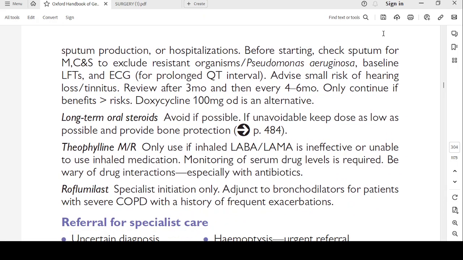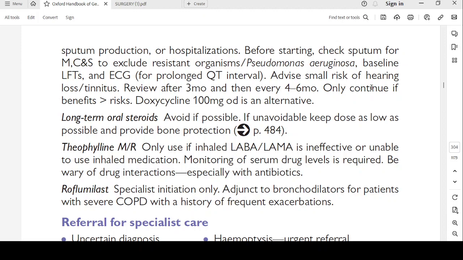Before starting, check the sputum for microscopy, culture and sensitivity, for resistant organisms such as Pseudomonas aeruginosa. Baseline LFTs should be done and an ECG for prolonged QT interval. Advise of a small risk of hearing loss or tinnitus. Review after 3 months and then every 4 to 6 months. Only continue if benefits outweigh the risk. Doxycycline 100 mg is an alternative to azithromycin.